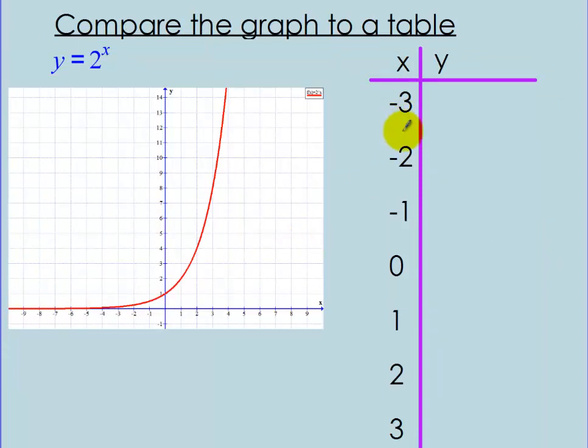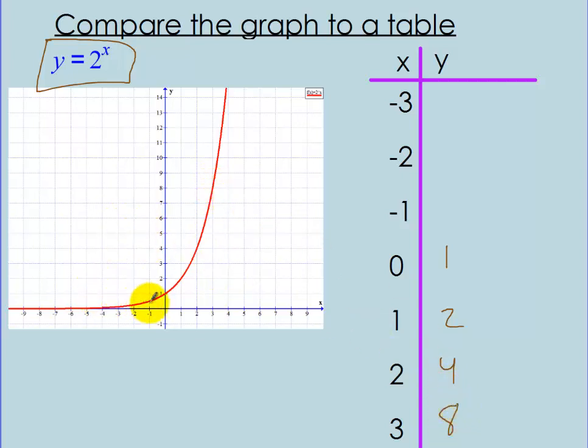Let's compare a graph of an equation to a table. So right here on the left, I have the graph of y equals 2 to the x power. If we actually plugged in values for x, what are the y values? Let's start off with 0. 0 is easy to identify. 2 to the 0 power is going to be right here at 1. Y is going to be 1. And when x is 1, y is 2. When x is 2, y is 4. And when x is 3, y is going to be 8.